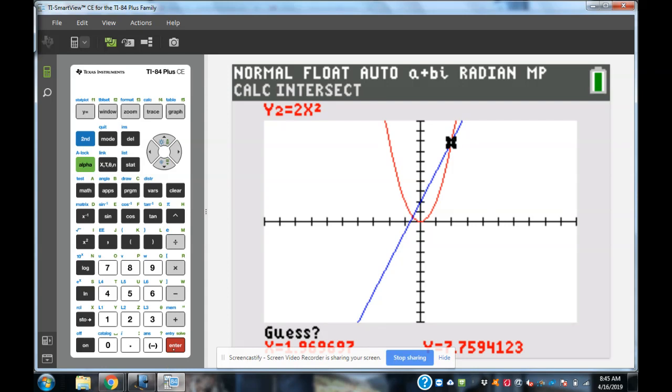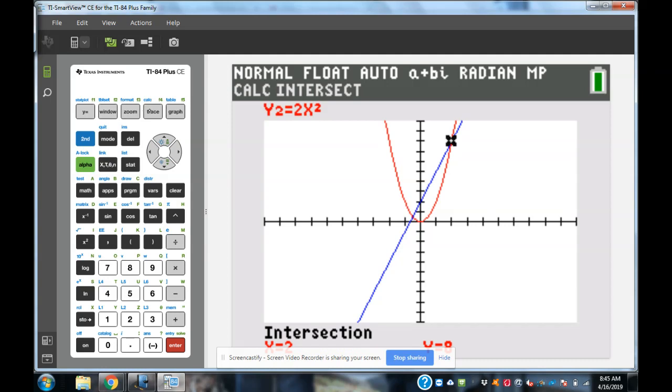And then it wants to say, which intersection do you want? The guess is important here because you put that closest to the one you're trying to find. So I'm already close to the one that I think is at 2, 8. I think that's it. So I'm going to hit enter. And it shows me the intersection is at 2, 8.